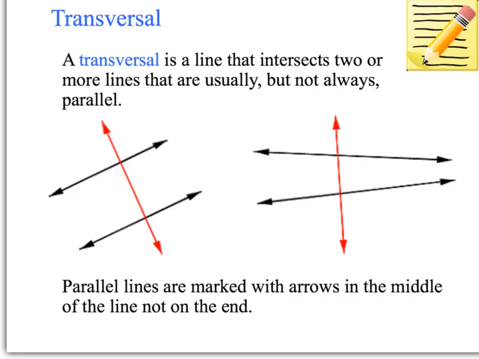Now we show that they are parallel lines by drawing arrows on the line. We're not talking about these arrows here that are on the ends of the lines. That's to show that they are lines that go indefinitely in each direction. But to show that they are parallel lines, you will see arrows on the line here like this. And that means that they are parallel lines. The diagram on the right hand side won't have that because they are not parallel lines.